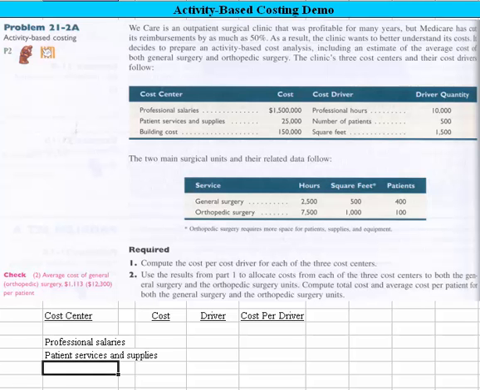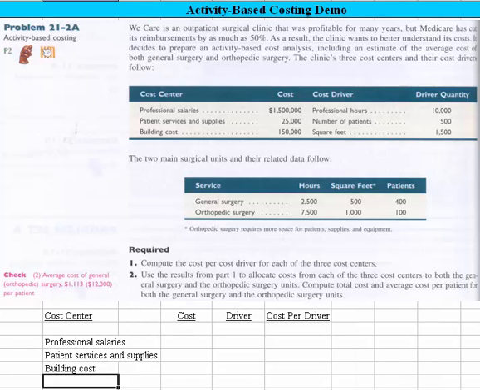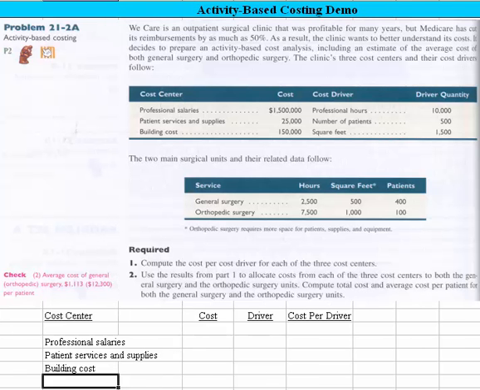What we're going to do is fill in this table, and that will take care of the first requirement. We need to determine the cost per the cost driver for each of these three services. Now let me stretch this out a little bit. I know that's going to cause your screen to move a little bit, but that way we'll be able to see more of what we need.